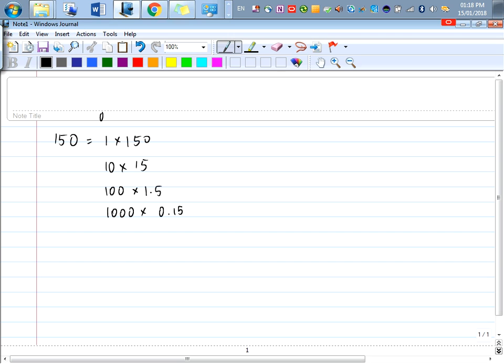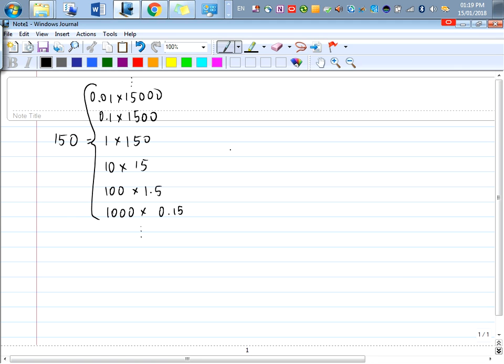Can I go the other direction? Maybe 0.1 times 1500, yes? Same also, right? What about 0.01 times 15000? Are they all the same? And I can go on and on. Okay, what's the point about this? I'll show you later.